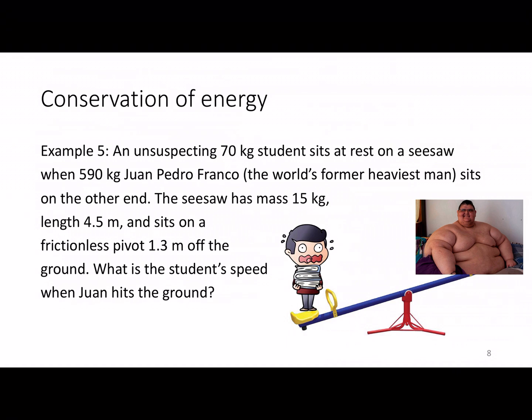So imagine an unsuspecting student sits at rest on a seesaw when the heaviest man in the world, or at least he was the heaviest, and then he got stomach stapling surgery, but as of when this problem was created, the heaviest man in the world, Juan Pedro Franco, 590 kilograms, sits on the other end at rest. The seesaw is mass 15 kilograms, length 4.5 meters, and sits on a frictionless pivot 1.3 meters off the ground. So obviously the student's going to get launched in the air. The question is, what is the student's speed when the seesaw hits the ground?